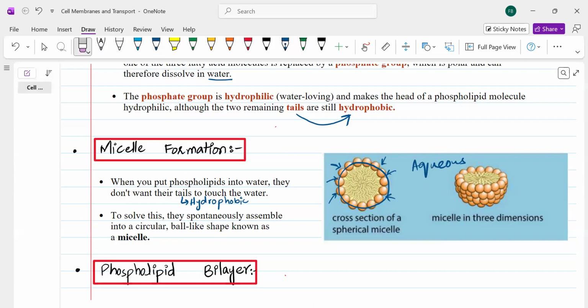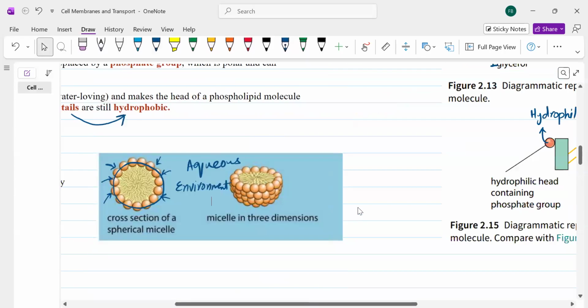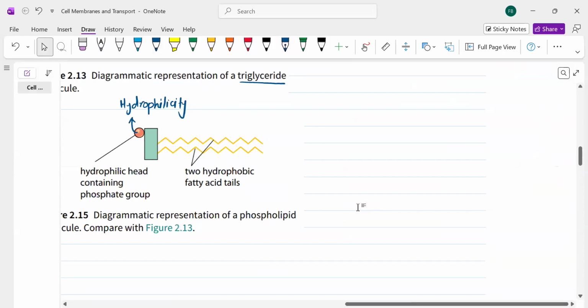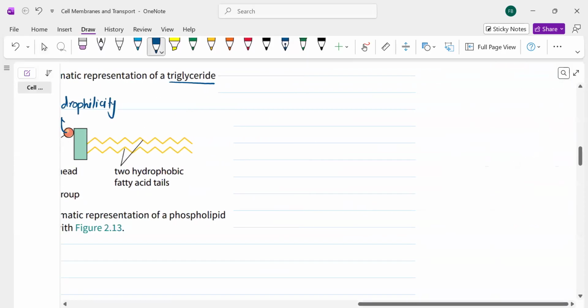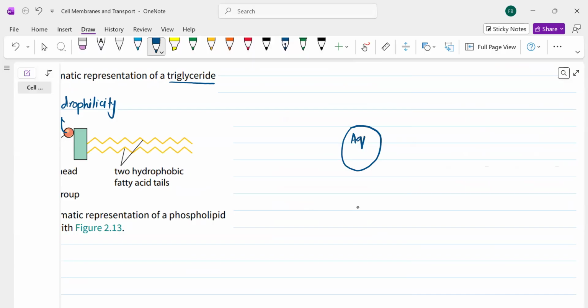This will only happen when you have an aqueous environment outside. Otherwise, if I ask you, if you have another interaction, like let's say inside there is an aqueous environment, how will the arrangement be? The arrangement will be like this.